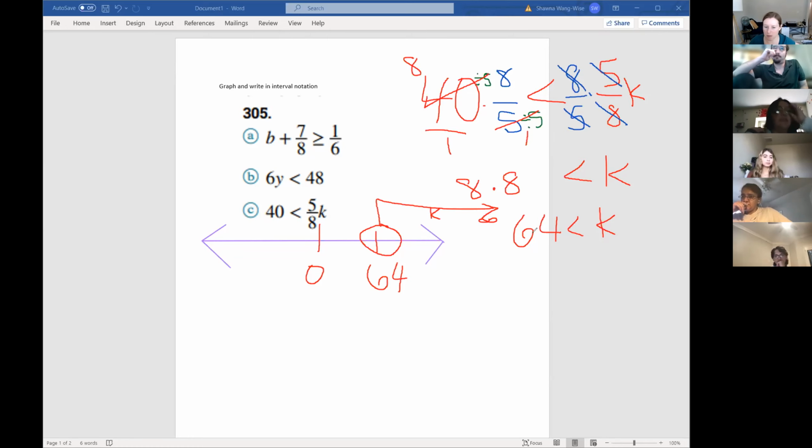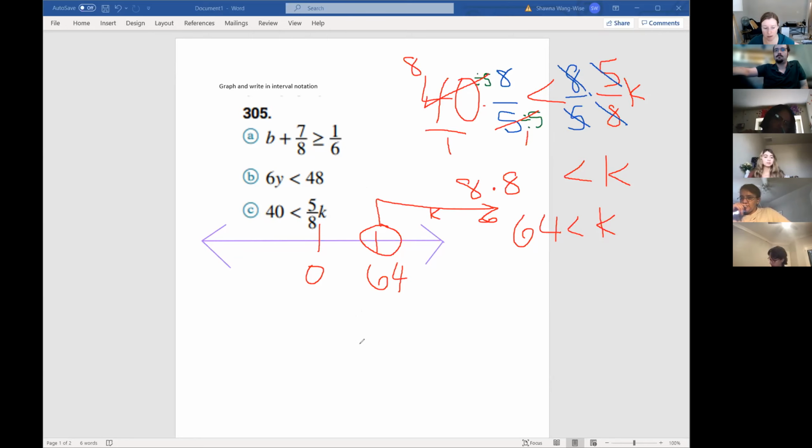Yeah. 64 is less than the K. So that technically means the K is bigger. So then, does that change the graphing? Yeah, it changed the graphing and it changes the inequality. We graphed it to the right now because 64 is less than K. So that means K is bigger. So K has to go to the right.